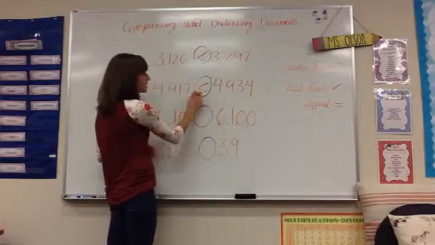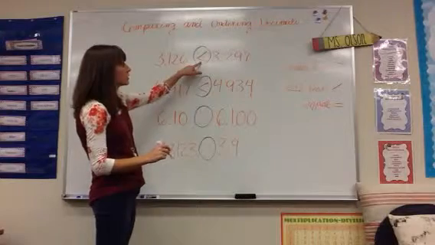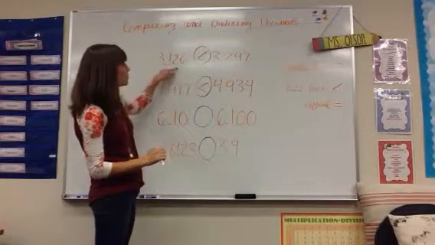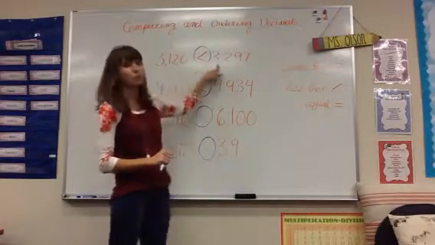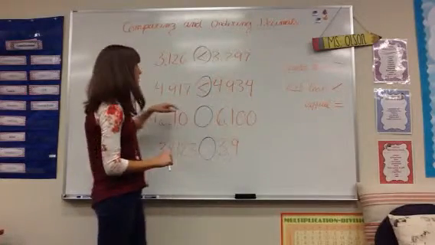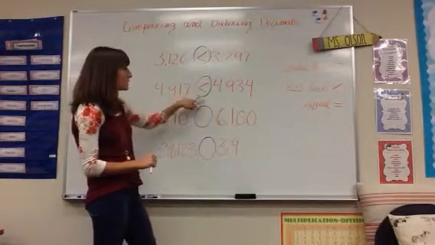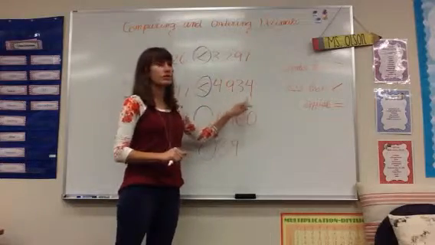This is actually the less than symbol, I'm sorry. So is this. They're both less than. 3.126 is less than 3.297. Sorry to confuse you. 4.917 is less than 4.934.